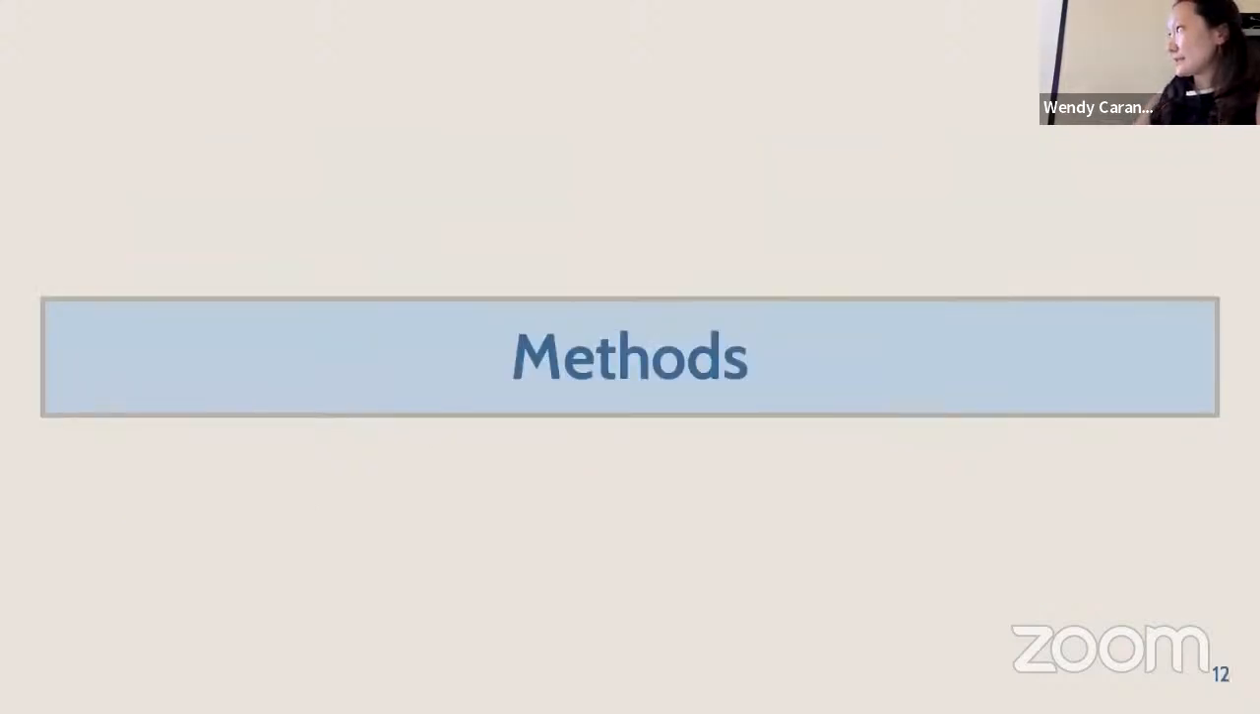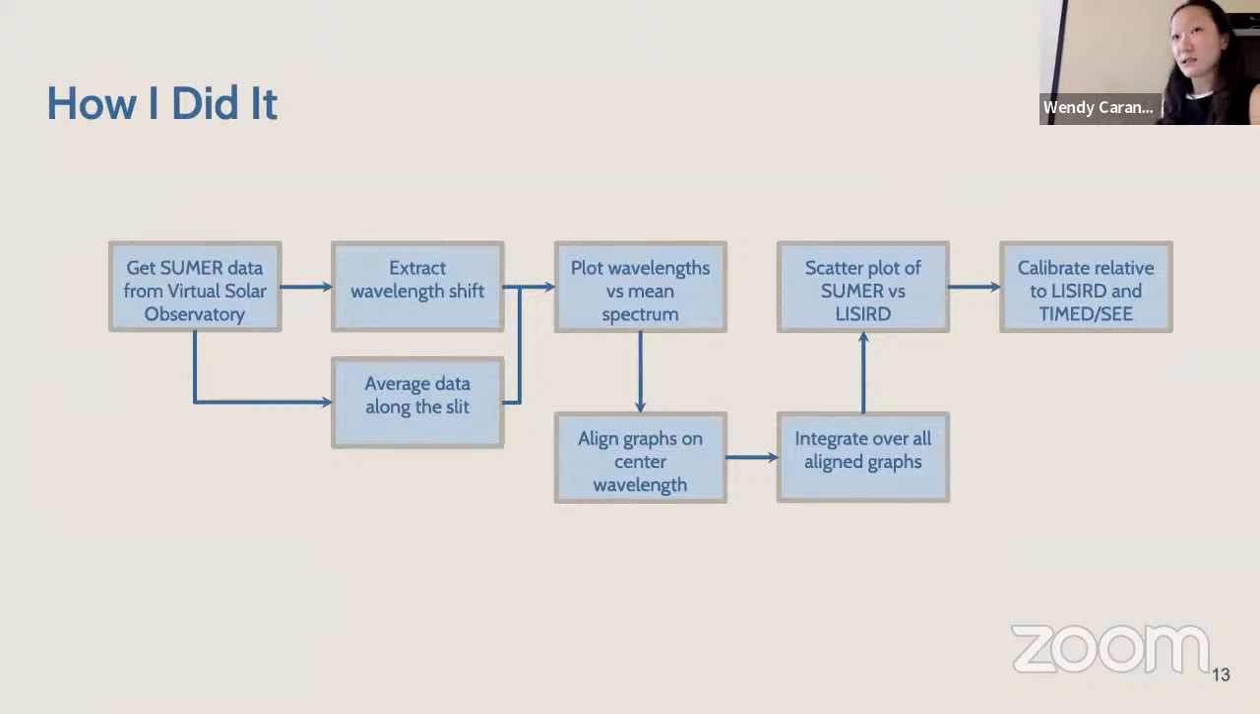Okay, so this is what I did to get my data: grab SUMER files, get the data that I want, plot some graphs, integrate some graphs, make some more scatter plots, and then I want to calibrate the information that I have as well.